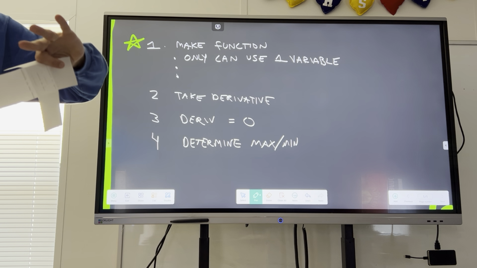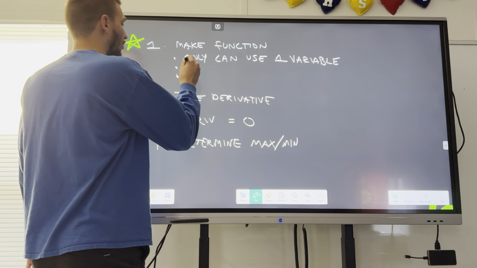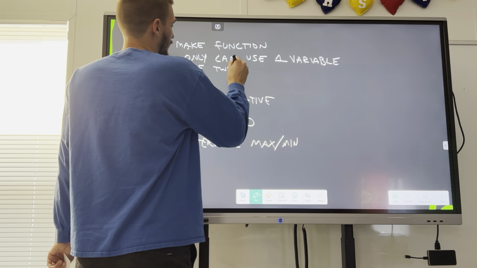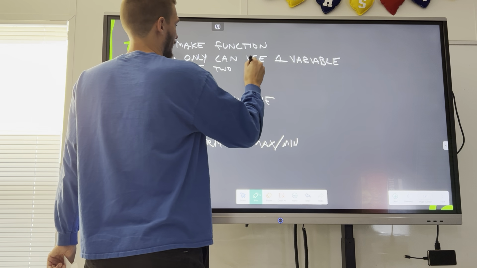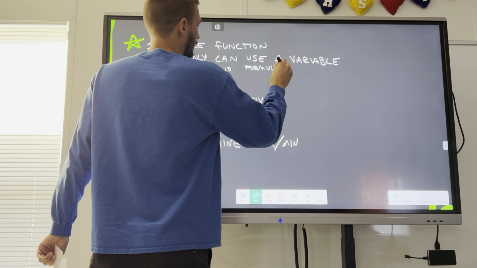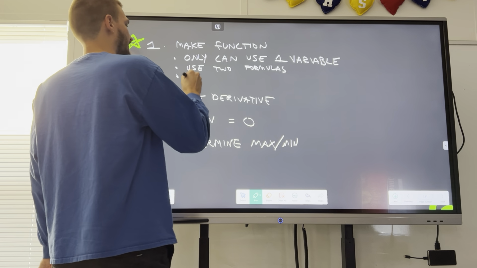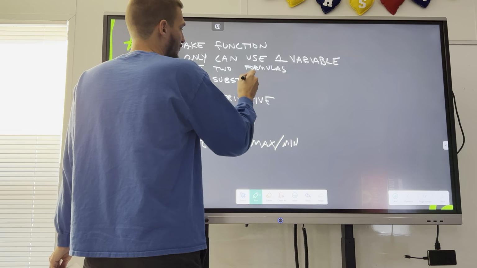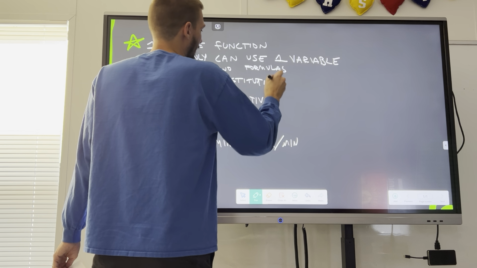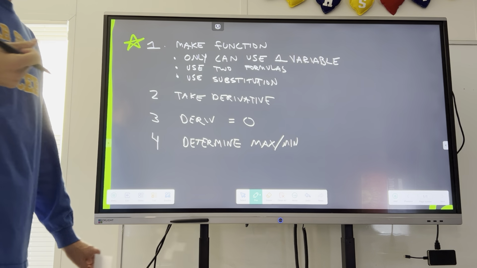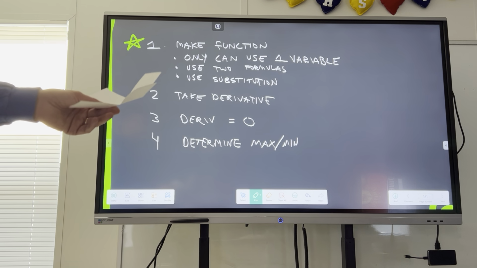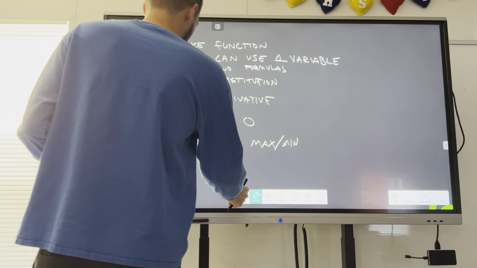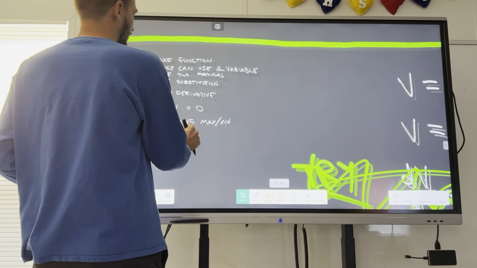The way that you can do that is mostly to use two formulas, and use substitution. A very common thing is to use two formulas. For our question, we don't really have two formulas. We just have the one.